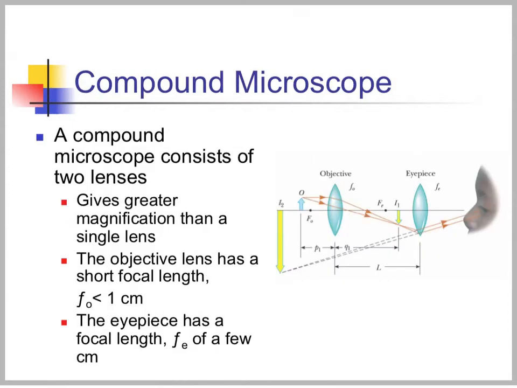Now, a compound microscope is 2 lenses. It's going to give greater magnification than a single lens. And the objective lens is going to have a very short focal length, less than a centimeter. And the eyepiece has a focal length of only a few centimeters.